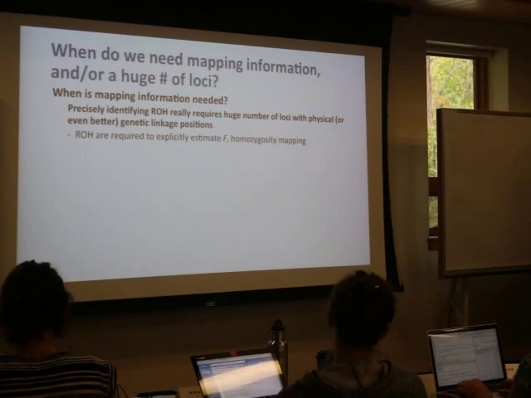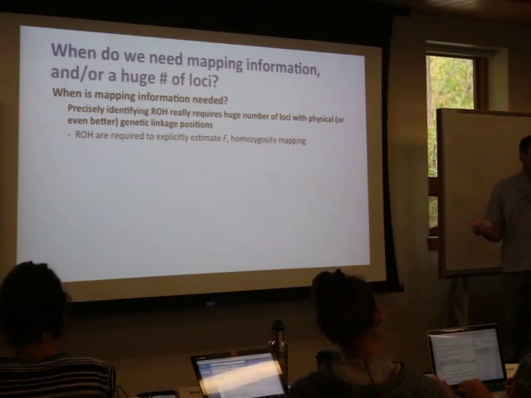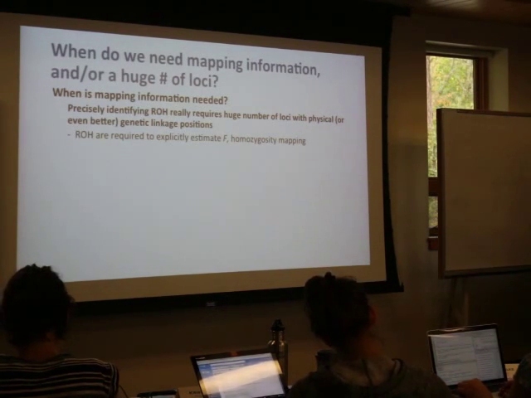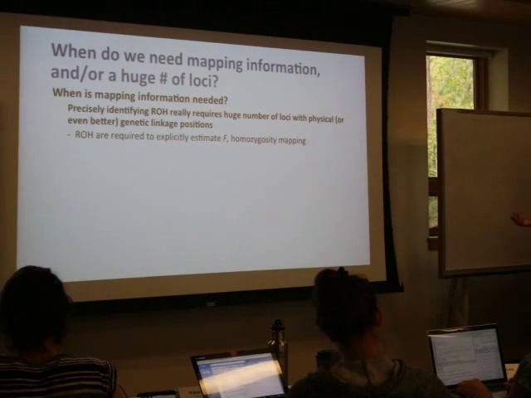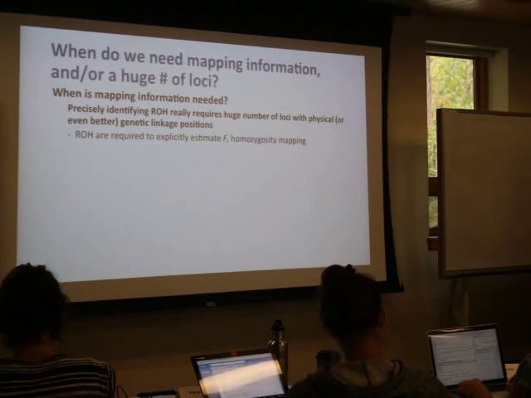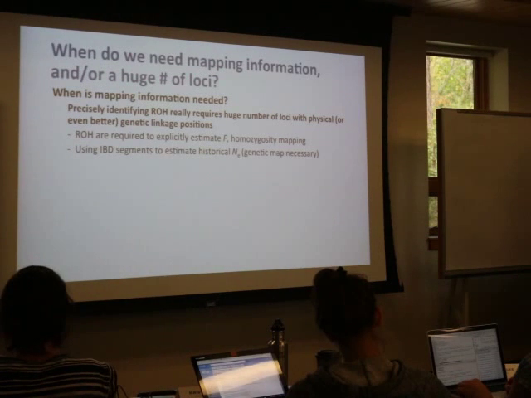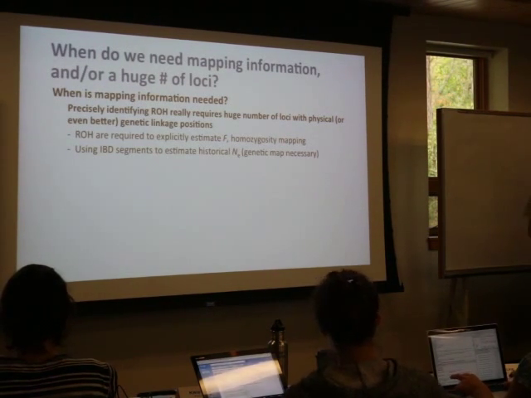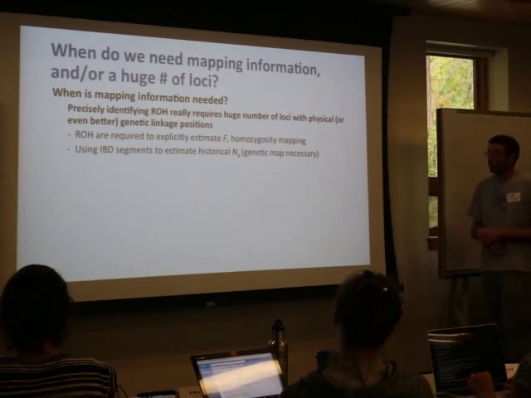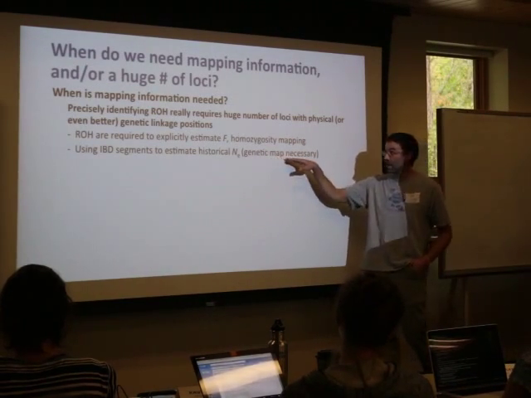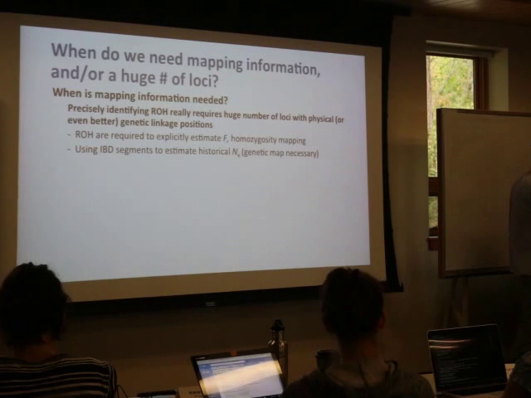The usefulness of these is that you can explicitly estimate F, which you can't do with just multiple locus heterozygosity. You can also use these to try to map loci contributing to inbreeding depression. And as we did with the collared flycatchers, you can try to use estimates of identity by descent to learn about historical demography. You need both large numbers of loci and mapping information to do this.